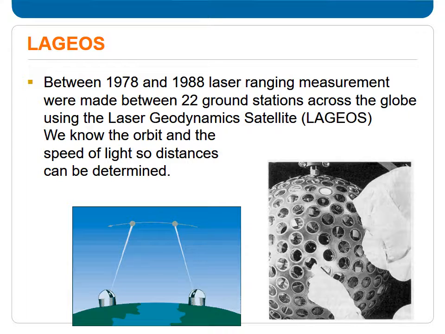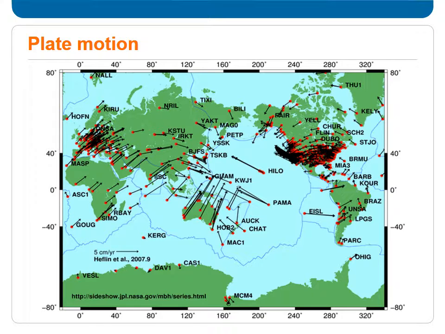Between 1978 and 1988, laser ranging measurements were made between 22 ground stations across the globe using the Laser Geodynamic Satellite, LAGEOS. We know its orbit and the speed of light, so distances can be determined. Using LAGEOS, plate motion has been measured. Positive values indicate spreading and negative values indicate motion away. The motion is positive across rift boundaries and negative across convergent boundaries. Australia is moving northwards. The Pacific plate is shrinking and the Atlantic basin is growing.